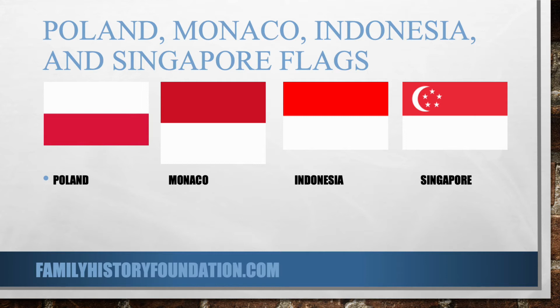Poland, Monaco, Indonesia, and Singapore. So these are red and white flags. The two European flags here are Poland and Monaco. And if you look at them, of course, the proportions are different. Poland has its famous flag with white on top, red on the bottom, and Monaco's is flip-flopped in a slightly darker hue. And Indonesia and Singapore use similar colors there. So very, very similar as far as lookalikes.